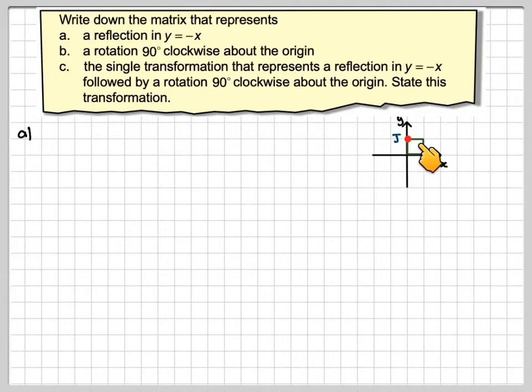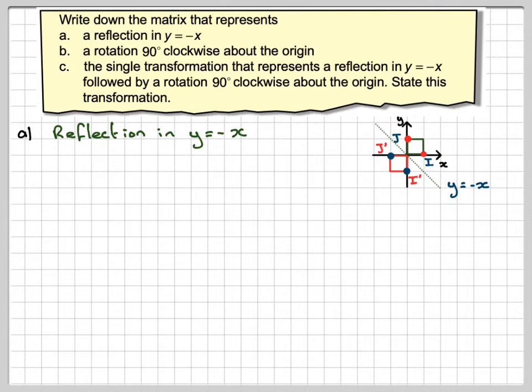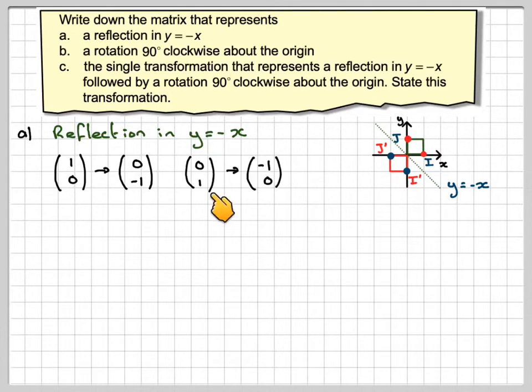(0, 1). It's good to draw in a unit square though. So if we reflect the unit square in y equals minus x, it will go over here. So i will be moved to this point, and j will be moved to this point. So that means that (1, 0) has moved to (0, minus 1), and that (0, 1) has moved to (minus 1, 0).